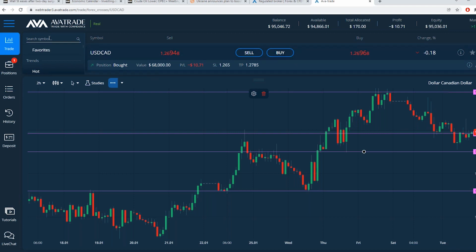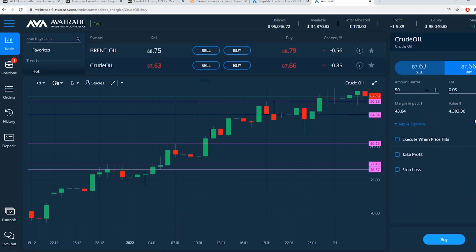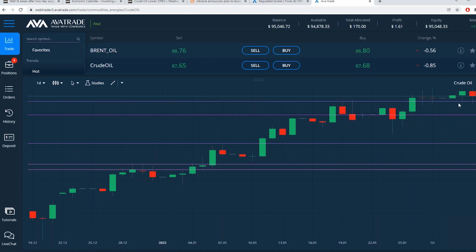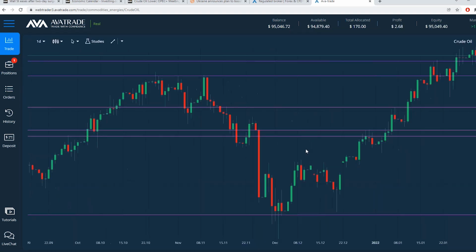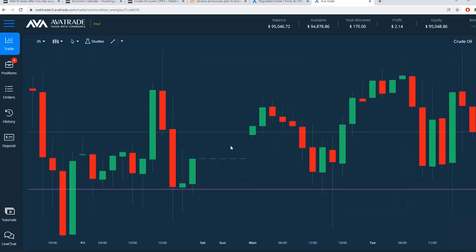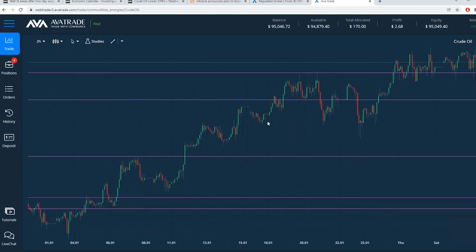So what about crude oil? What is happening with crude oil? I mentioned crude oil. And so again, let's get rid of the order window for a second, expand the chart full screen. And these are 1-day candles. Let's go to maybe 2-hour candles. Get a more micro view first.